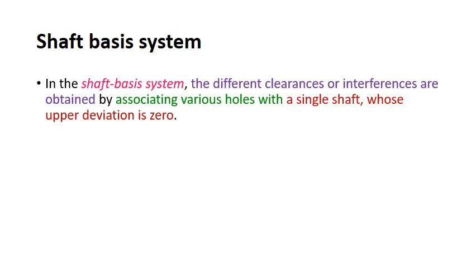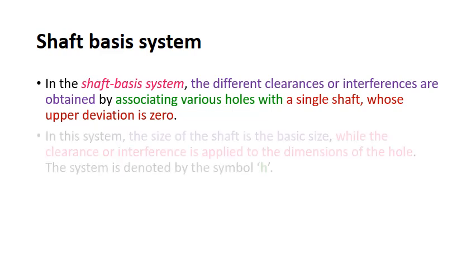In case of a shaft basis system, the different clearances or interferences are obtained by associating with various holes, and the shaft dimension is kept as reference, whose upper deviation is 0. Because when we machine the shaft, I cannot increase the diameter of the shaft. I can keep reducing the diameter of the shaft upon machining. Whereas in case of hole basis system, the lower deviation was 0, right? That is, the least diameter of the hole was kept at the 0 line, because I cannot reduce the diameter of the hole. I can keep increasing the diameter of the hole only. So you should carefully note it.